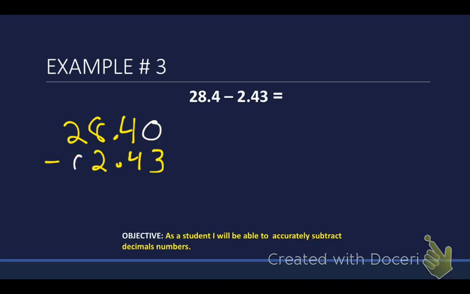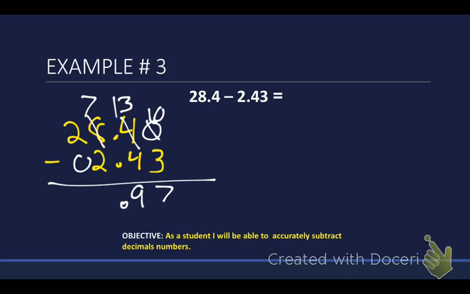Okay, so 0 and 0. 0 minus 3 we cannot do, so we borrow from the 4. 4 becomes a 3. The 0 becomes a 10. 10 minus 3 is 7. 3 minus 4 you cannot do, so we borrow from the 8. The 8 becomes a 7. 3 becomes 13. 13 minus 4 is 9.